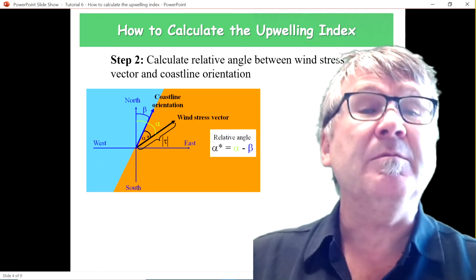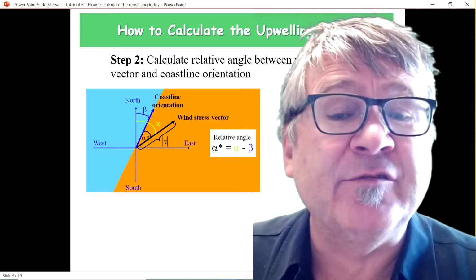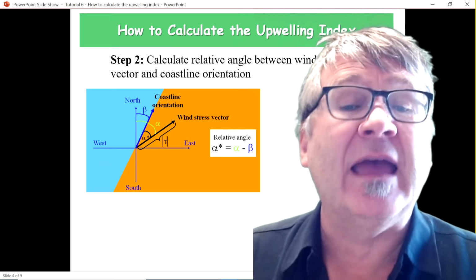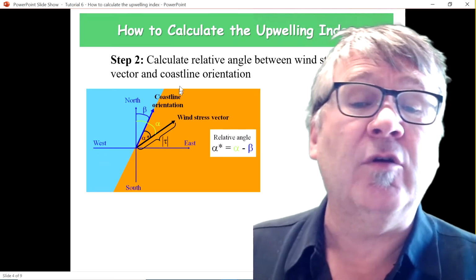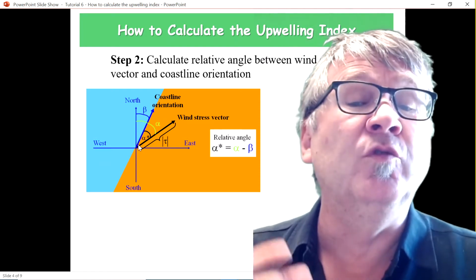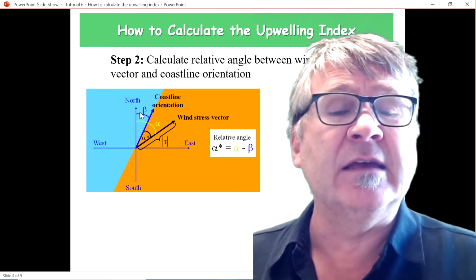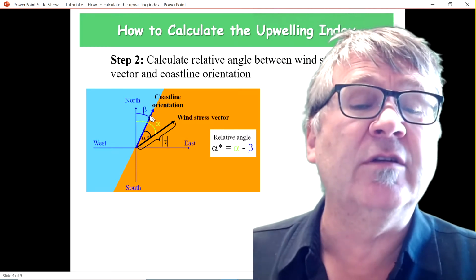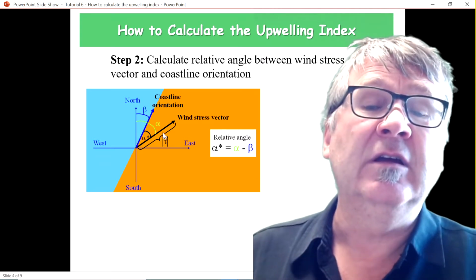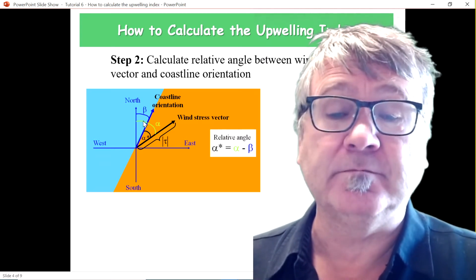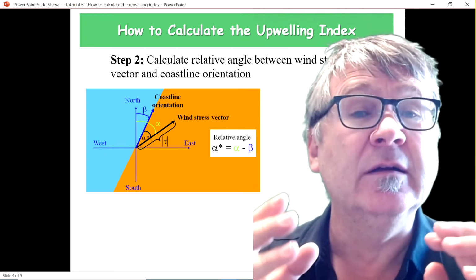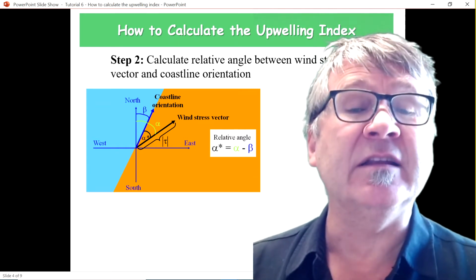Okay, so what really matters for the offshore Ekman transport is the relative angle between the wind stress vector and the coastline orientation. And the coastline orientation is shown here, and the coastline orientation is also based relative to north. It's called beta, this angle between the north direction and the coastline orientation, and alpha is the angle between the wind stress vector and the north direction. Okay? And then you can just work out the relative angle. Relative angle alpha star is alpha minus beta.